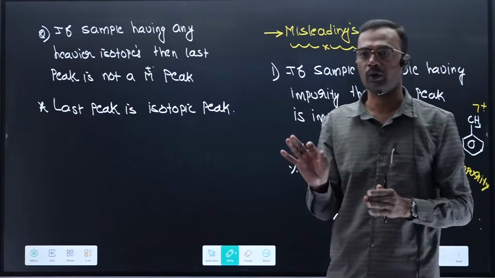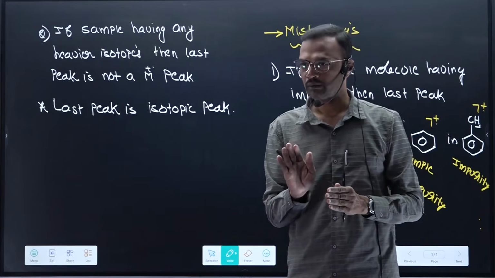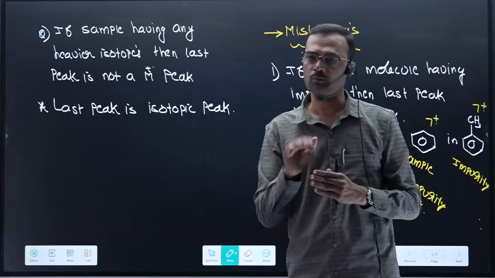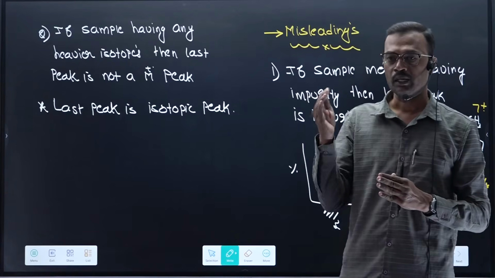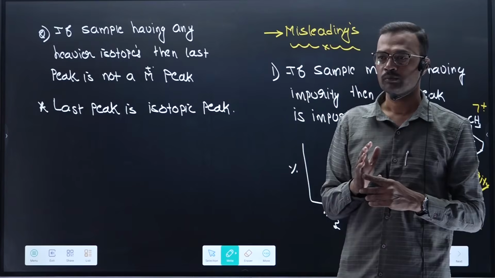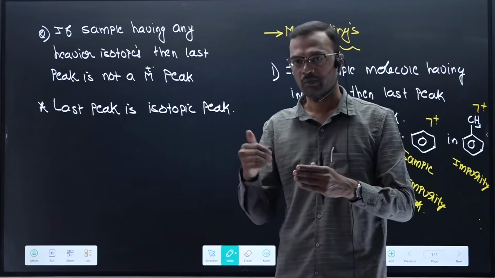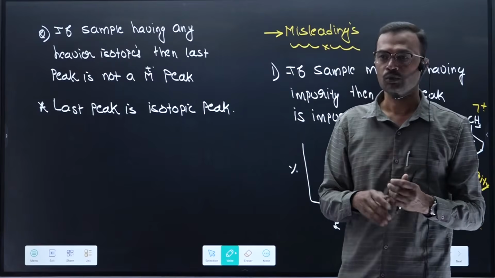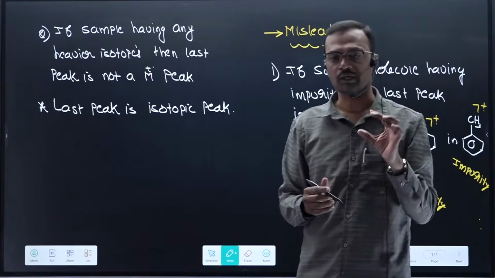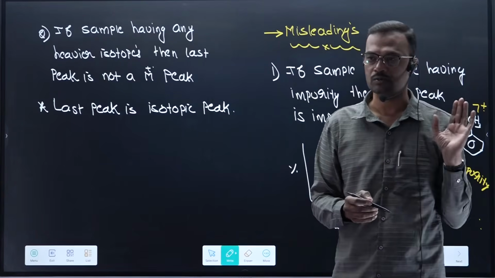Always remember only one point. Every element has more than one isotope. Is it right? Is only one isotope possible or more than one isotope possible? Every element has more than one isotope. What is an isotope? Same atomic number, but different mass number. The atomic number is the same, but the mass number is different. So they are called isotopes. So while calculating the mass of any element, try to take the lighter isotope mass. Don't take the heavier isotope mass.